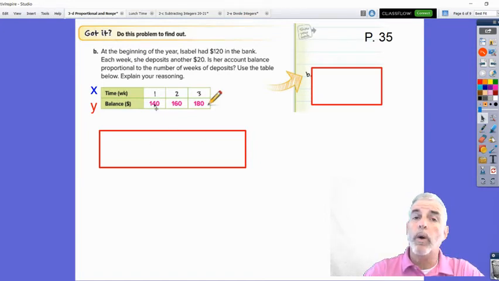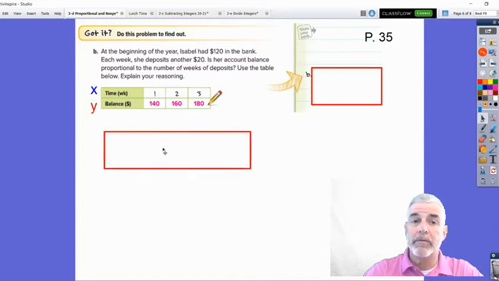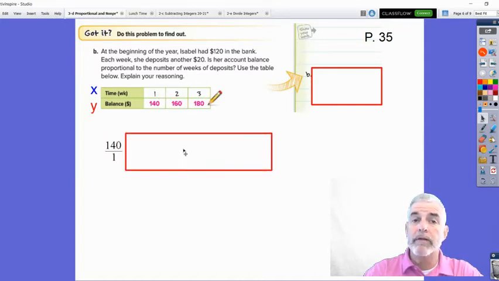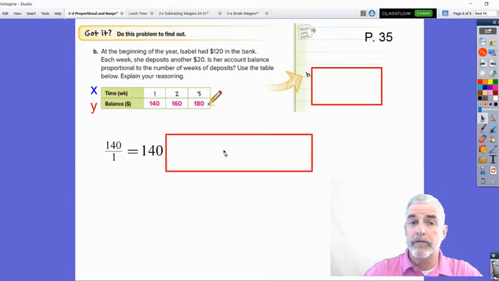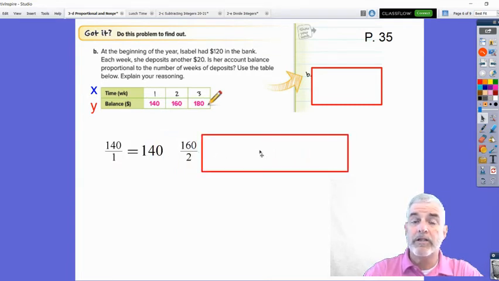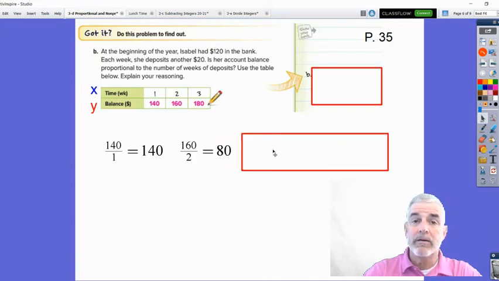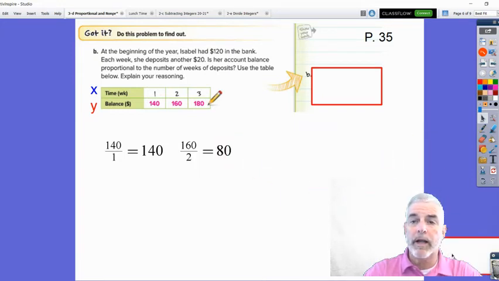So I'm going to do always the Y divided by X, the dollars divided by the number of weeks. So 140 divided by 1 is 140 for the first week. The next week is 160 divided by 2. What's that? That's 80, okay? Why is that all the work that I show? Why didn't I show 180 divided by 3? Because I don't have to.